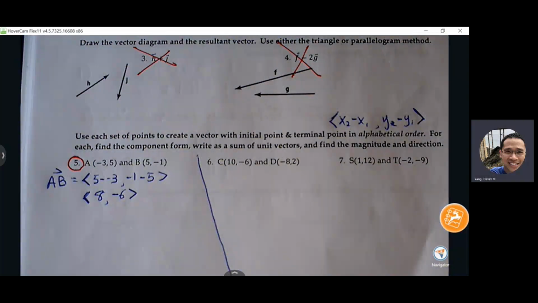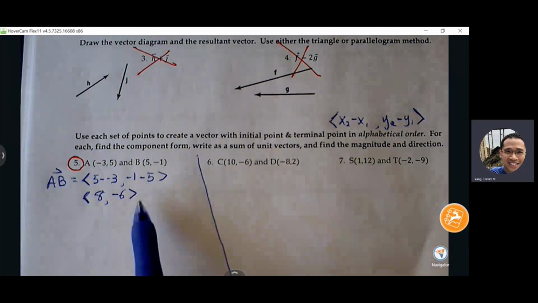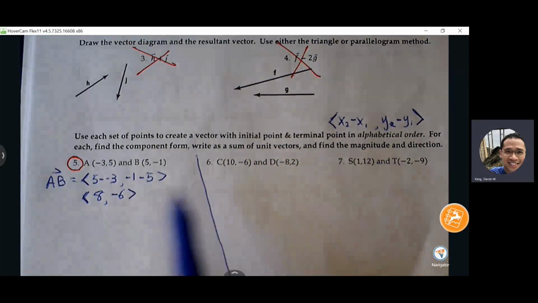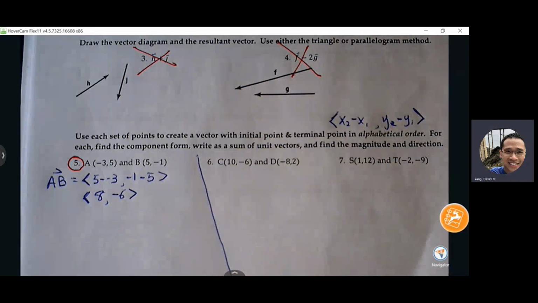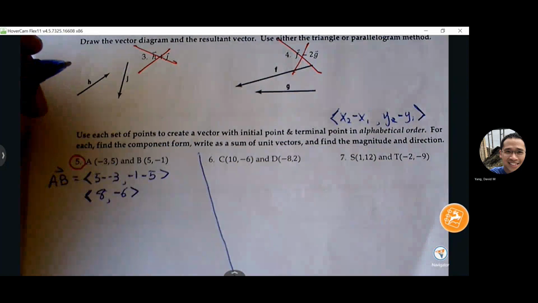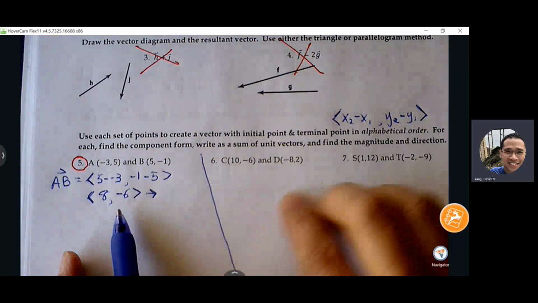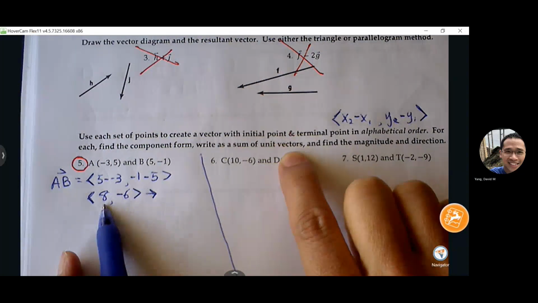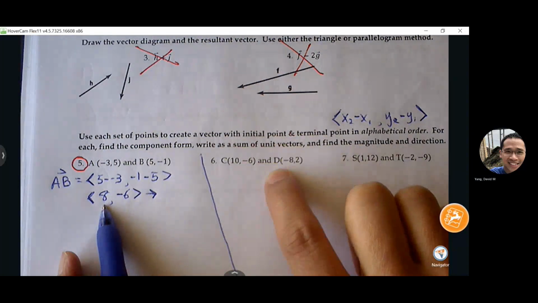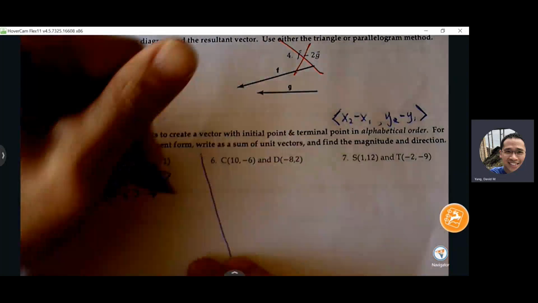But the nice thing about component form is that it's easy to get from here to everything else we're looking for. Unit vectors, we just write it as i and j. Magnitude, Pythagorean theorem. Direction, inverse tangent, and then adjust depending on which quadrant you're in, either add or subtract from 180 or 360. So first, how do I write this in unit vector form? 8i minus 6j, yeah.